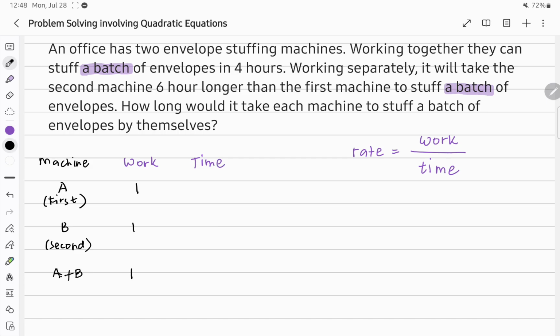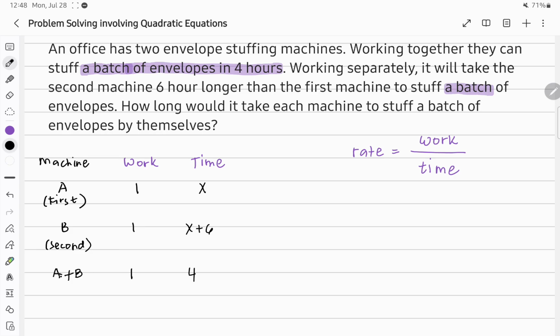Then, punta tayo sa time. Sa time naman, ang sabi dito ay, first machine is faster than the second machine since it will take the second machine 6 hours longer than the first machine to stuff a batch of envelope. So, we can let X be the time spent by the first machine to stuff the envelope kasi hindi pa natin alam. Then, since sabi 6 hours longer si second machine, we can let the time of the second machine as X plus 6. Then, working together, alam naman natin na ang sabi dito ay they can stuff a bunch of envelopes in 4 hours. So, their time together is 4.